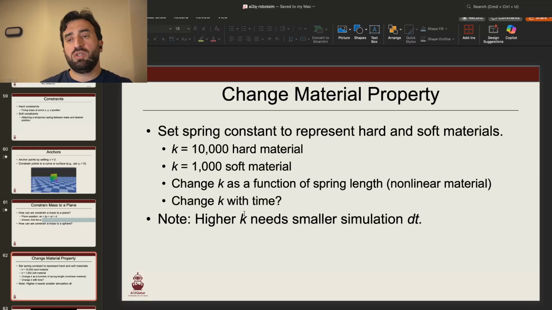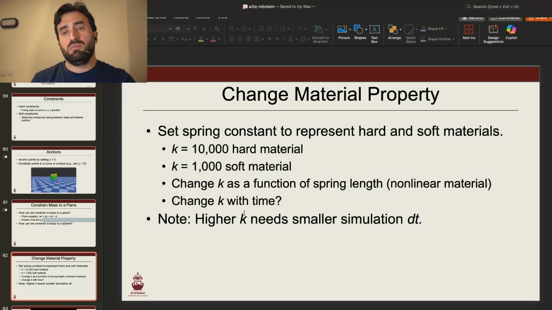So you can change material properties, and one way is to set the spring constant to represent hard and soft materials. As I talked about, for hard material, K is very high. So K equals 10,000 is an example of a hard material, and K equals 1,000 is a coefficient for a soft material. You can change K as a function of the spring length, like a non-linear material, and you can also change K with time.